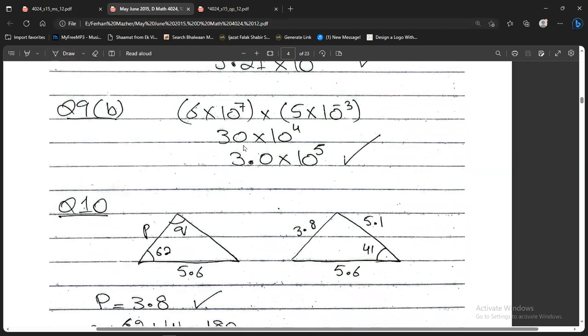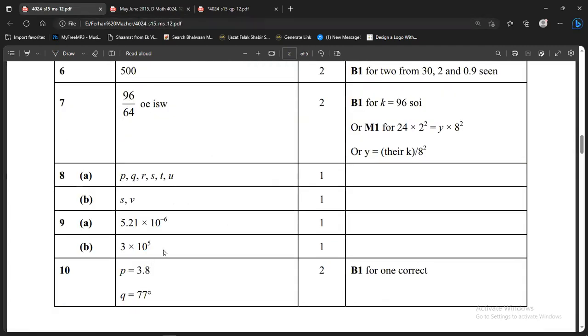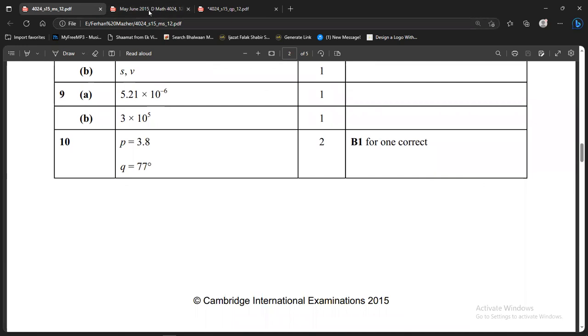So I will move its decimal 1 step to the left. So the power will be added. Power of the 10 will be added here. So it will become 3 expo 5. 3 expo 5 is the right answer, sir.